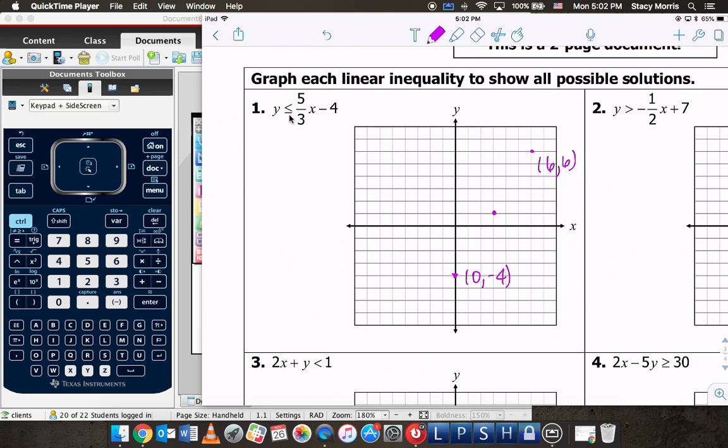From there, now we need to decide from this symbol right here. So this symbol right here tells me that it is going to be a solid line because it has the equal to. That equal to right there tells me it's solid, and it is less than, so that's going to be below. So that's the 2 things that that symbol tells me. It's solid, and I'm going to shade below.